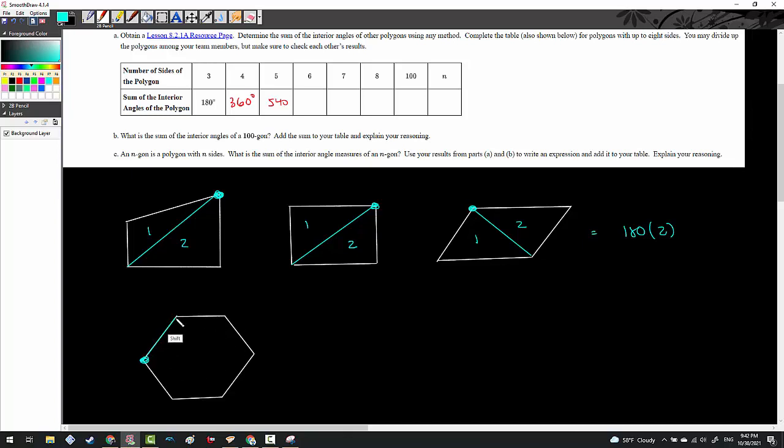Again, I won't connect there, it doesn't do anything, but I'll connect there because that got me a triangle. I'll connect there, that got me a triangle. I'll connect there, that gets me a triangle. Again, here, doesn't get me a triangle, so I won't worry about it. So how many triangles do I have? 1, 2, 3, 4. So I've got 4 of those triangles. In other words, 4 times 180. So 4 times 180 is going to get me 720 total degrees.